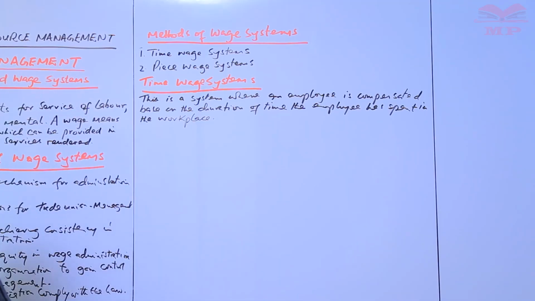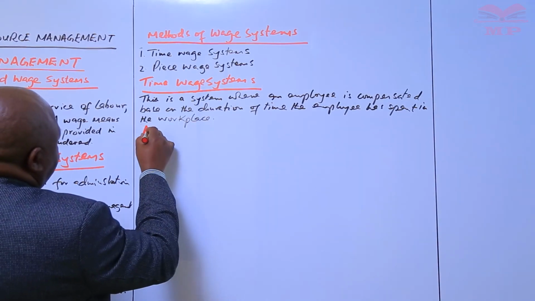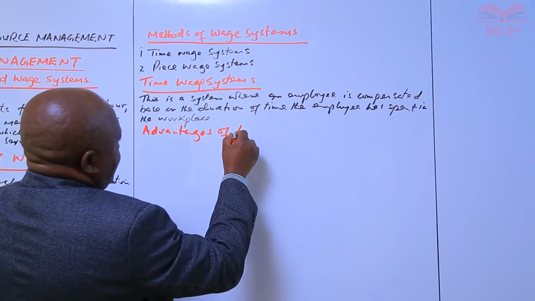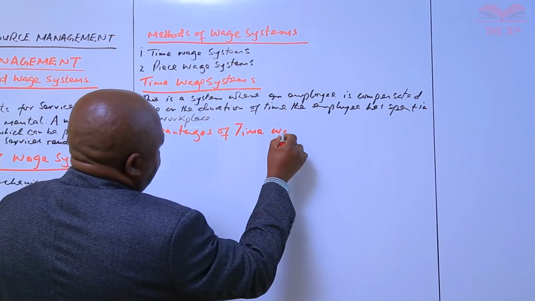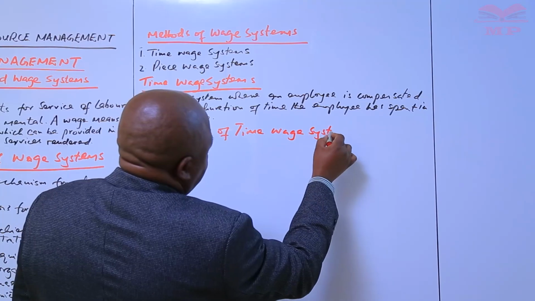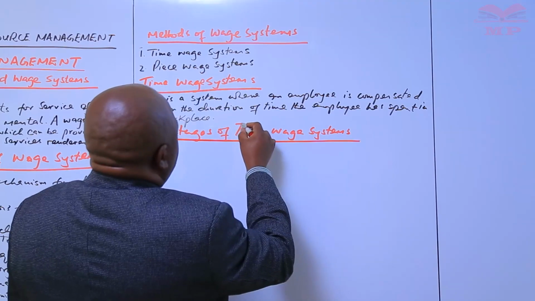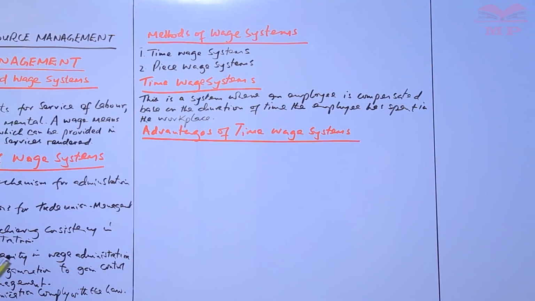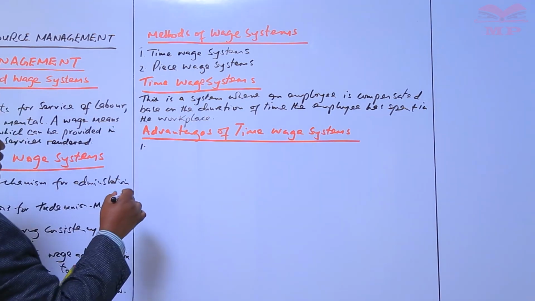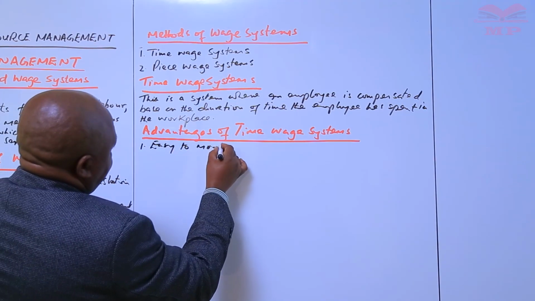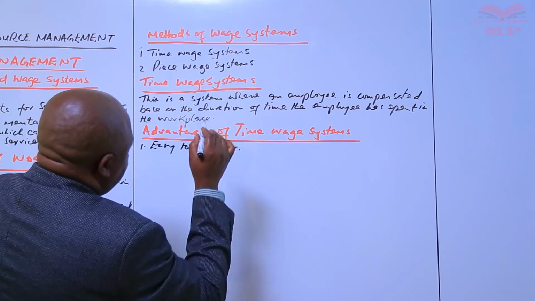So what are some of the advantages of time wage systems? So what are some of the advantages that may be associated with time wage systems? So one, easy to monitor. So it is very easy to monitor.